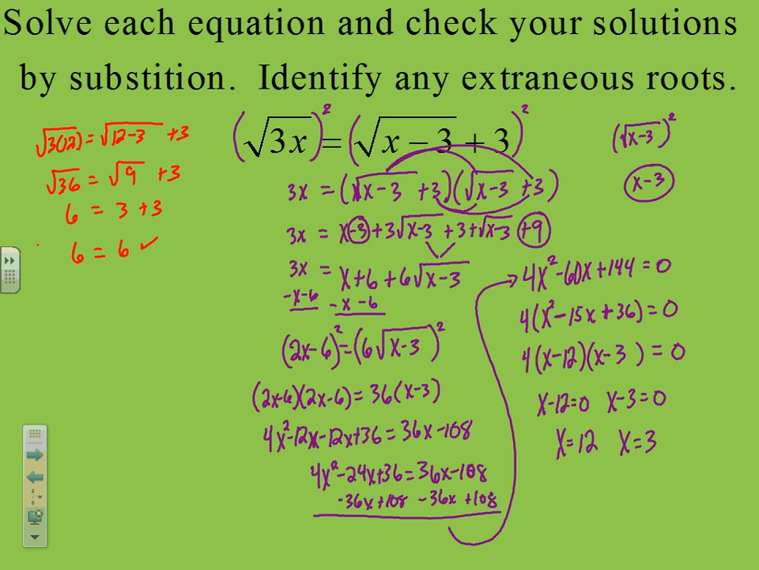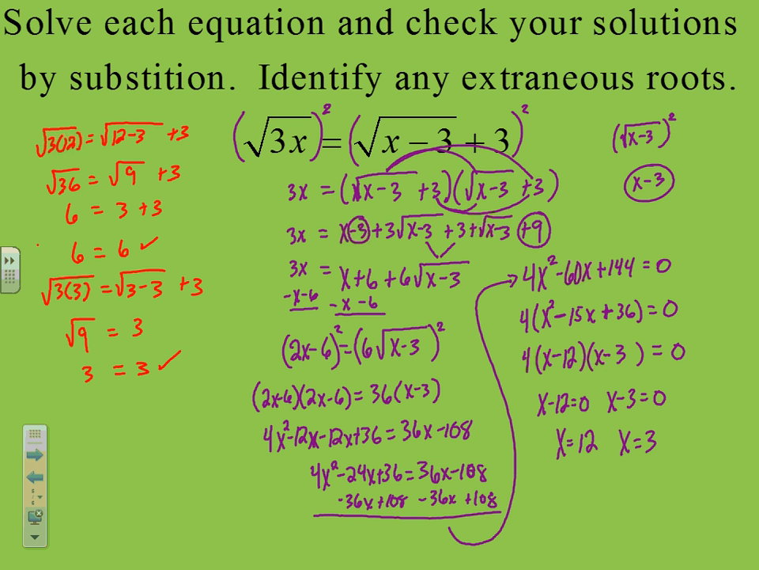So now let's check 3. So, same thing, 3 times 3 equals the square root of 3 minus 3 is 3. So I get the square root of 9 equals, well, the square root of 0 is just 0, so we're just going to put that 3 over there. So now the square root of 9 is 3, and 3, and that worked out.